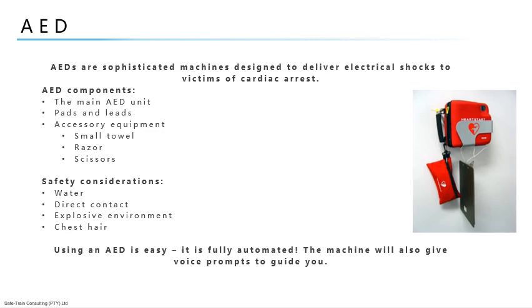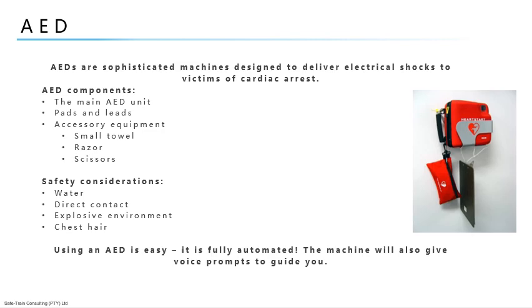Accessory equipment. An AED may contain other items including a small towel. This is used to dry the chest of the patient before applying pads. Razor: excessive chest hair may prevent the pads sticking, so a razor is provided. Scissors: pads should be applied to bare skin, so scissors may be provided to cut through clothing.